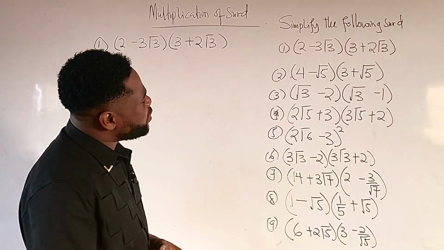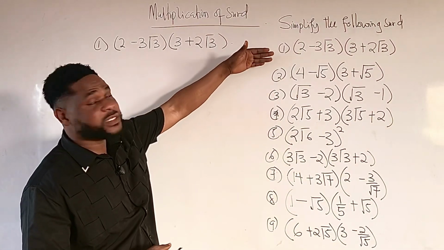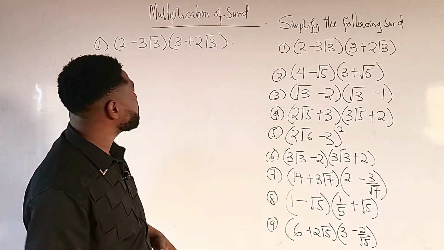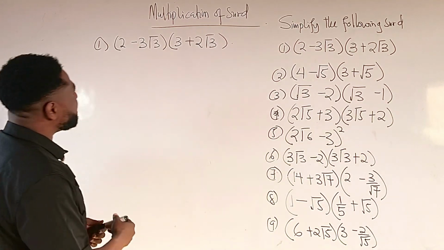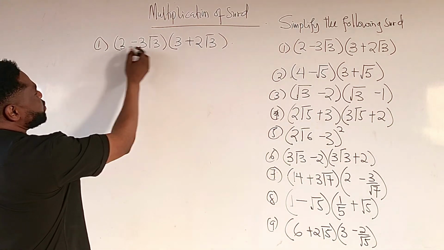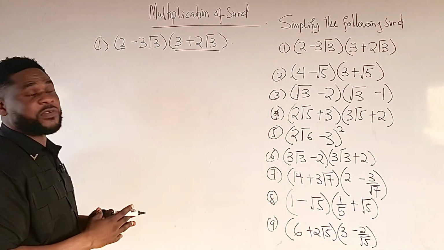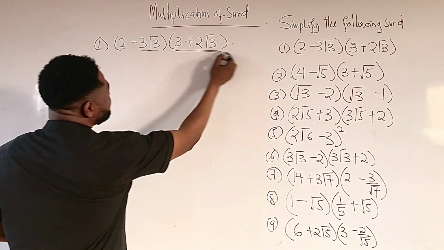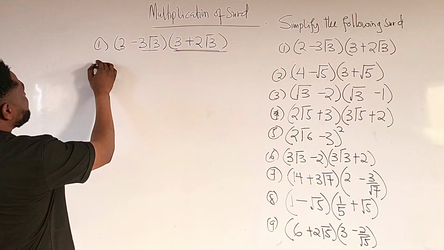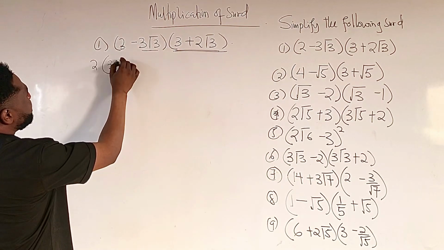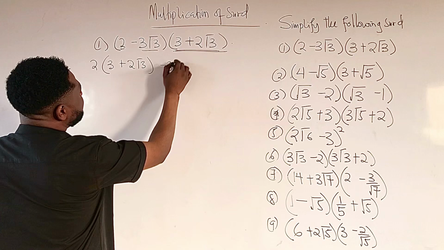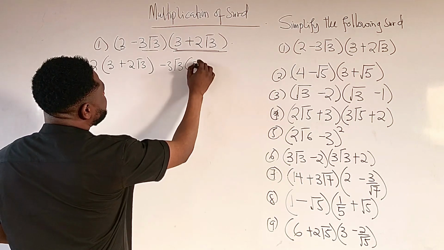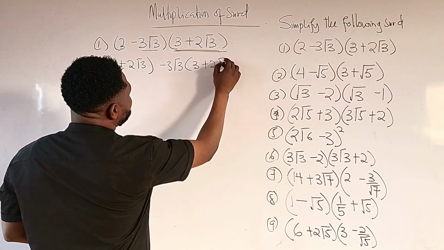Let's see how we can use the general principles that we studied to simplify the following questions on the board. Let us look at question number 1. First of all, we are going to pick our 2 to multiply everything in the bracket. We also pick this negative 3 root 3 to multiply everything in the bracket. So we have 2 multiplying 3 plus 2 root 3. Also we have our negative 3 root 3 multiplying 3 plus 2 root 3.